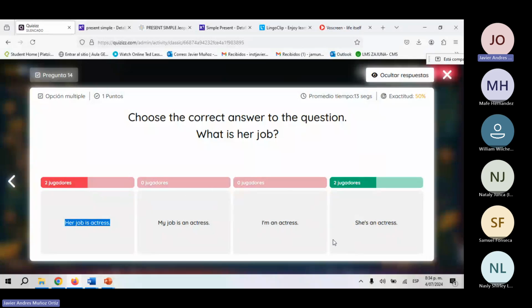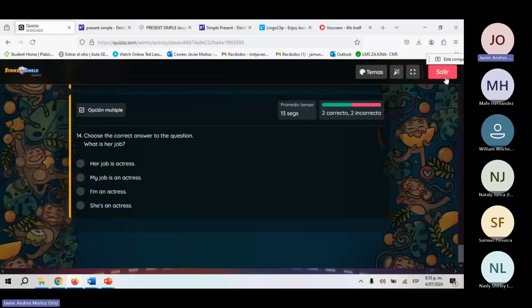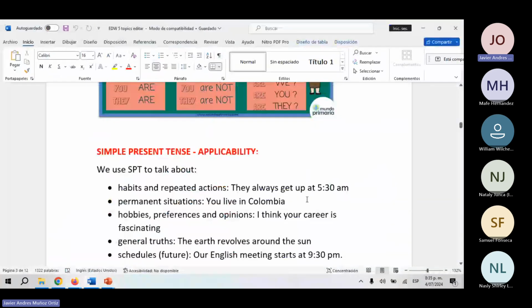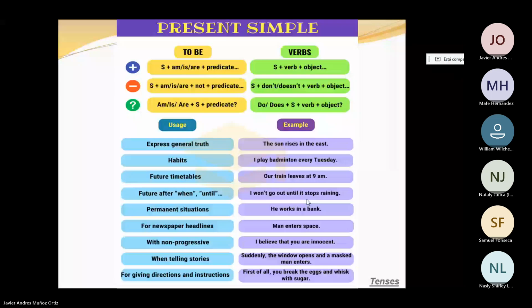But this is a better answer. She is an actress. You can understand both of them, and they are almost perfect. But this is 80% perfect, and this is 100% perfect. Okay, that's about verb to be. That's the first part of simple present tense. The second part is the use of another verb different to verb to be, because all of this is part of the simple present tense.